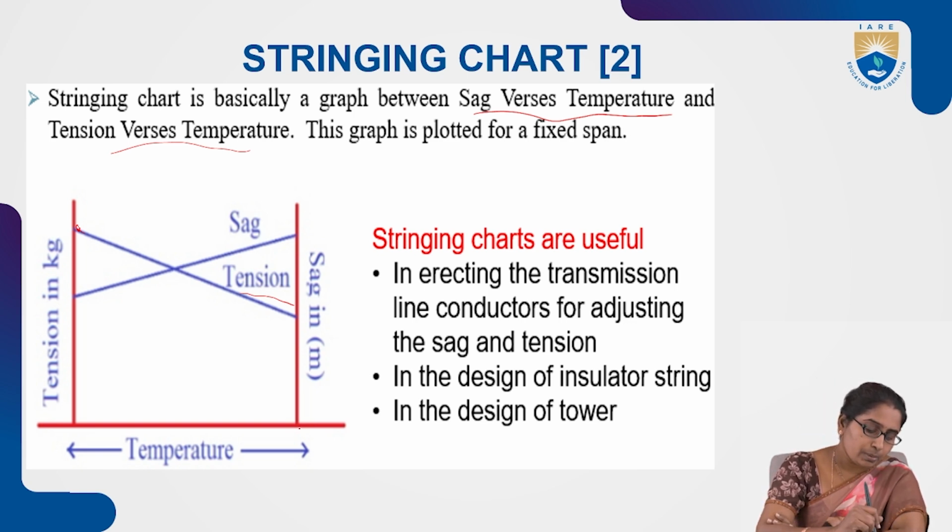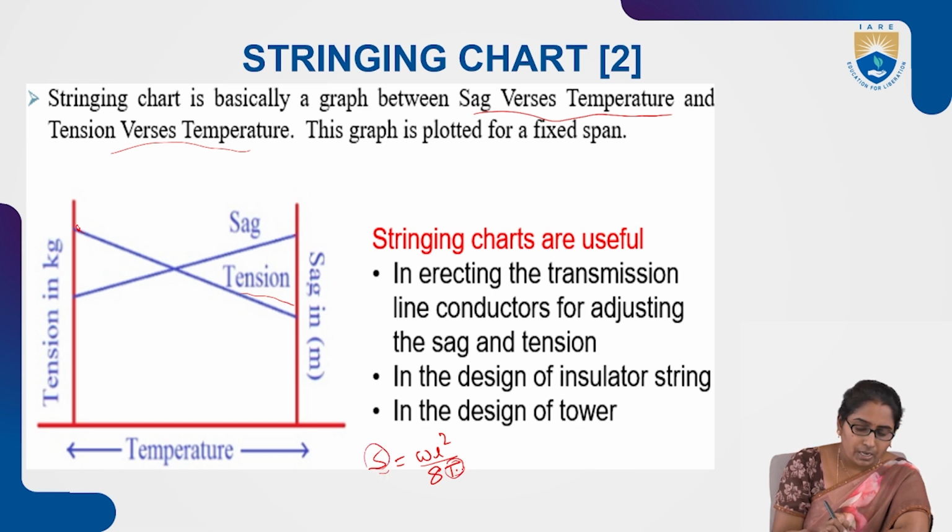Next, sag versus temperature. On the same graph, if we take sag on the y-axis, in meters, we see the sag also decreases with increasing temperature. Why? Because we know the sag expression is WL square by 8T, so sag is inversely proportional to tension. In the same manner, sag also reduces with temperature, as the graph shows.